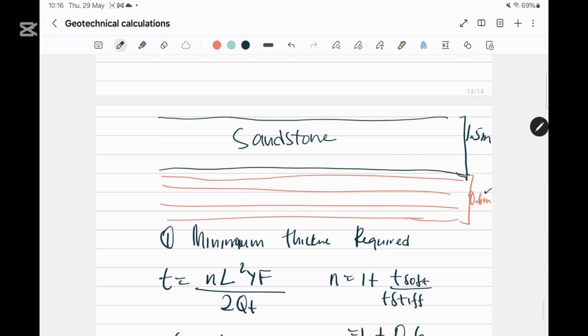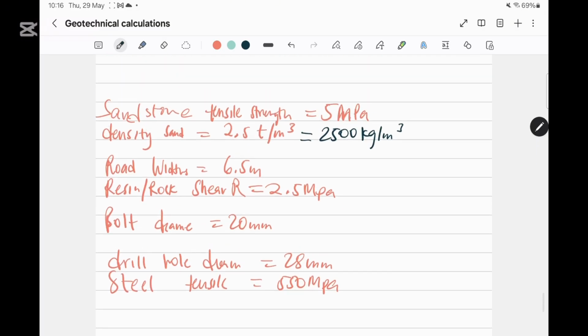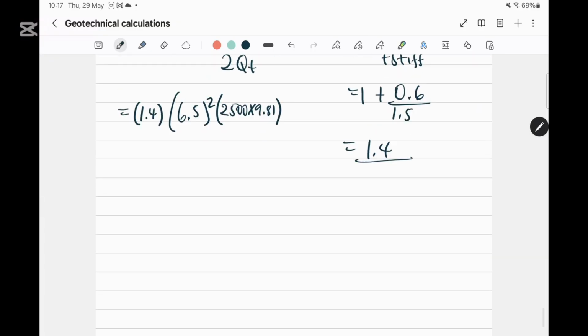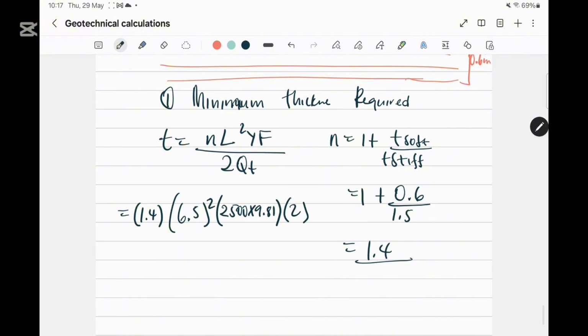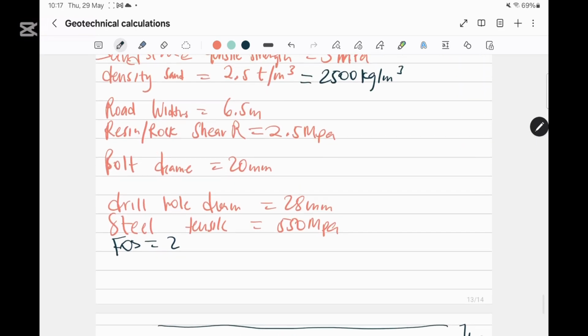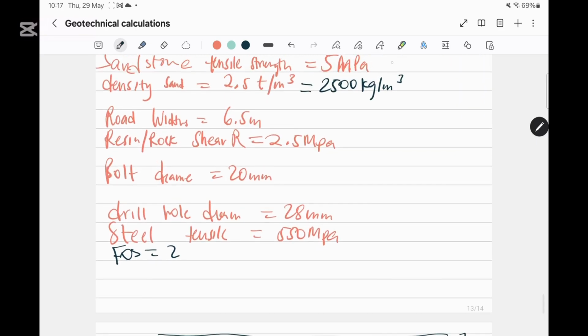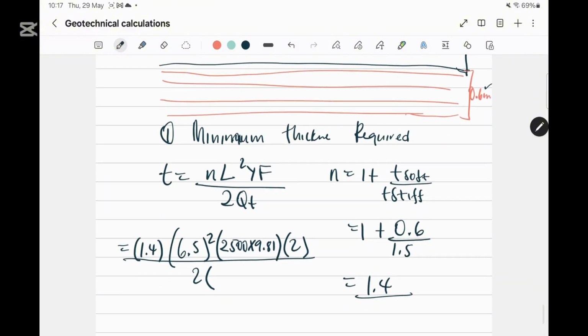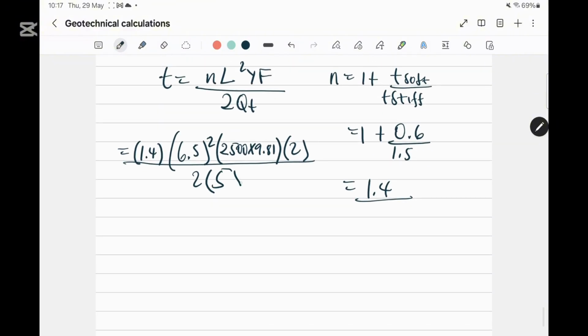F is your factor of safety. In our question, we're given our factor of safety. If you took a screenshot there, the factor of safety was given as 2. So let me write it down here. Factor of safety, we're given it as 2. So you put your 2 there over 2 times our tensile strength of the sandstone. We're given as 5 megapascals. So it's going to be 5 times 10, you want it in pascals.